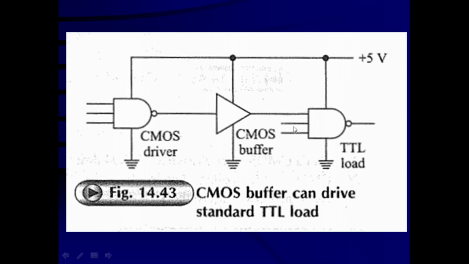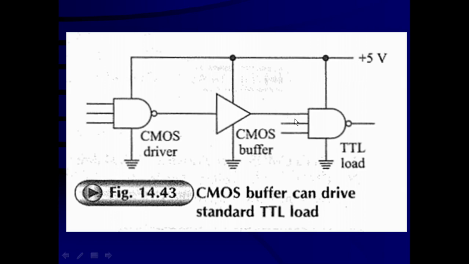Now, if we are connecting a standard TTL as a load, in the worst case conditions, when the input of the standard TTL is low, that is going to be 1.6 milliampere current, and this CMOS buffer can sink 3.6 milliampere current. That means 1.6 multiplied by 2 is going to be 3.2. That means at least 2 standard TTL loads it can drive directly without any problems.